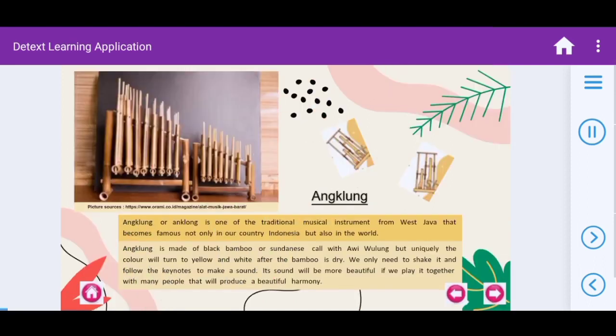Angklung. Angklung is one of the traditional musical instruments from West Java.